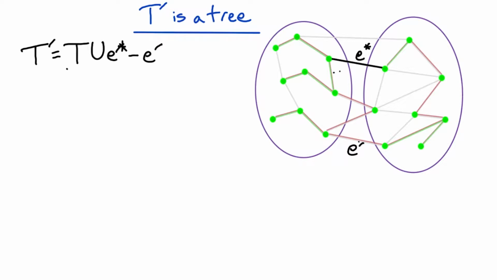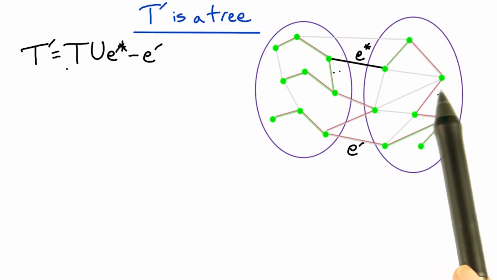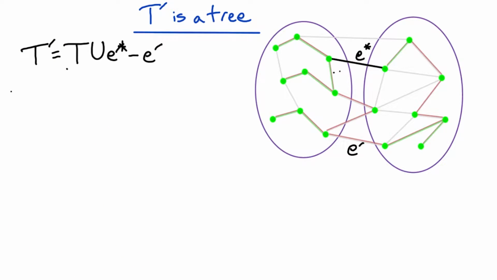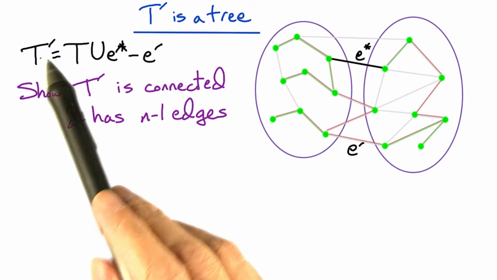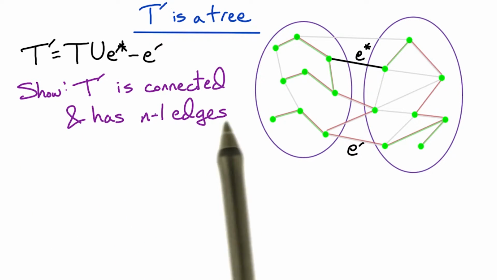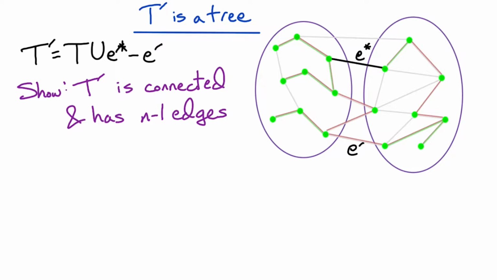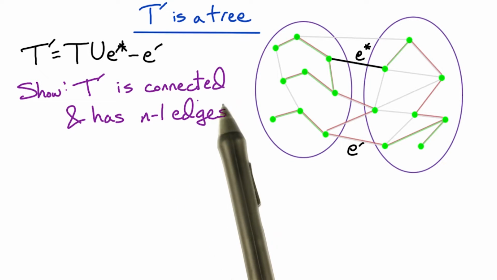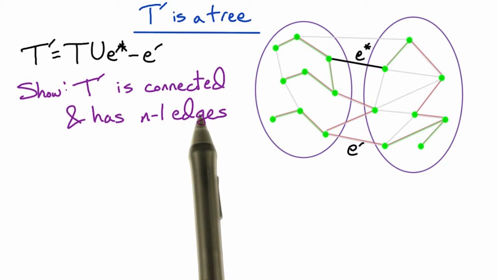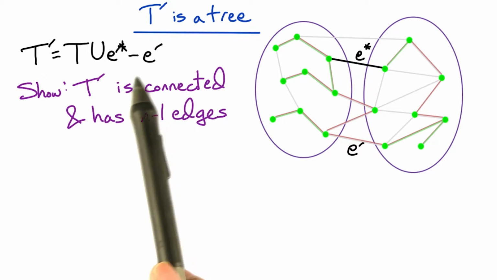What we're going to show now is that we can remove any edge of this cycle, and this resulting graph T prime will be a tree. Now how are we going to show that T prime is a tree? Well, we're going to show that T prime is connected and it has exactly n-1 edges. Now if you recall from the beginning of the lecture, we said that if a subgraph has exactly n-1 edges and is connected, then it must be a tree.